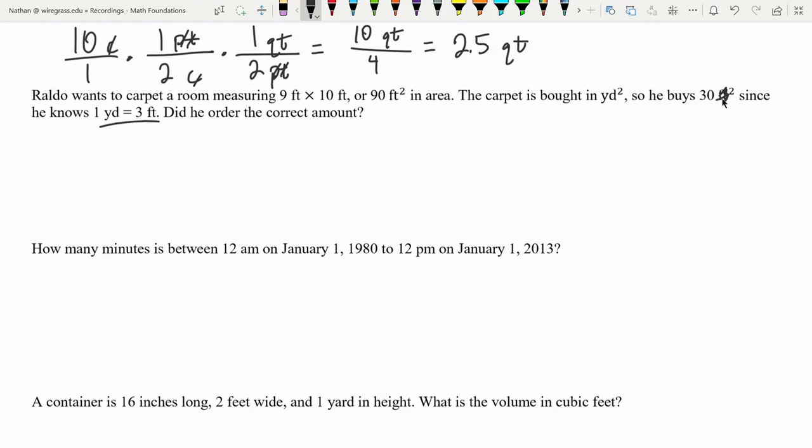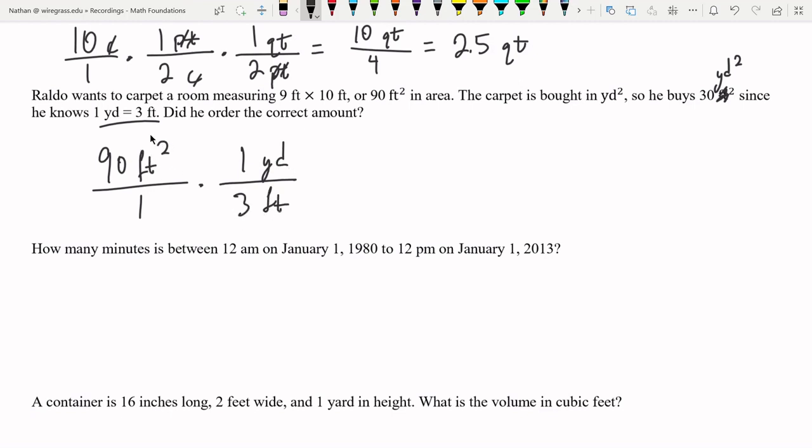This should actually be yards squared. Is 90 feet squared the same thing as 30 yards squared? Well, all we have to do is take 90 feet squared and do a unit conversion. It's feet squared like that. There are 3 feet to 1 yard, so 1 yard over 3 feet.